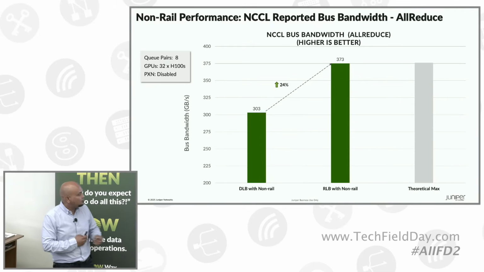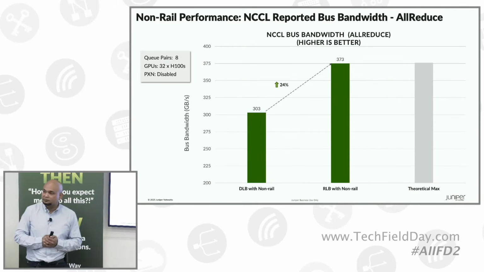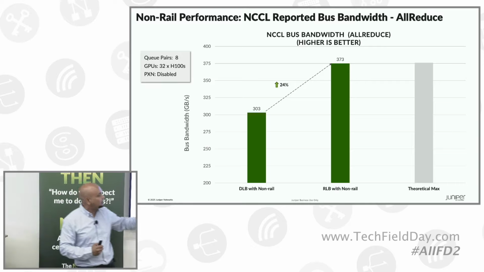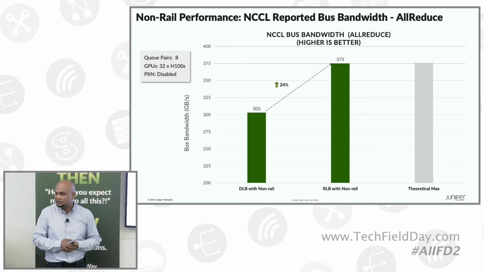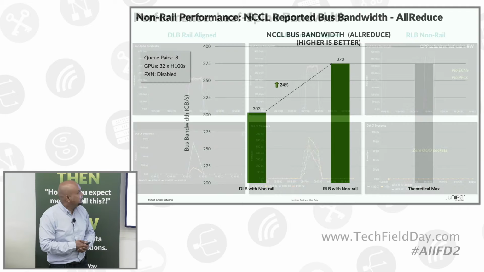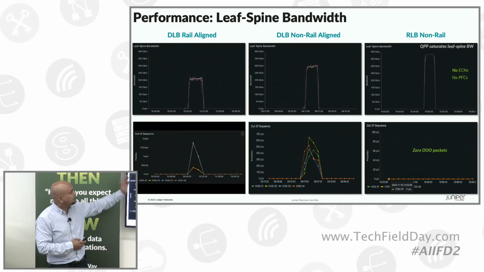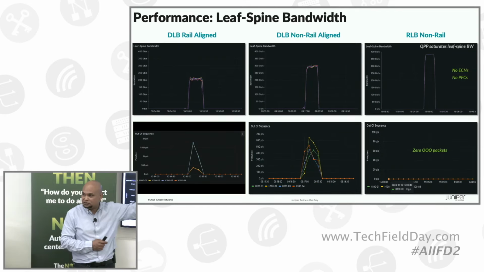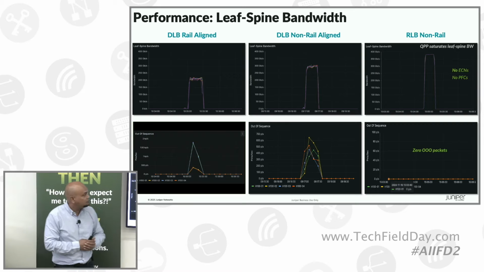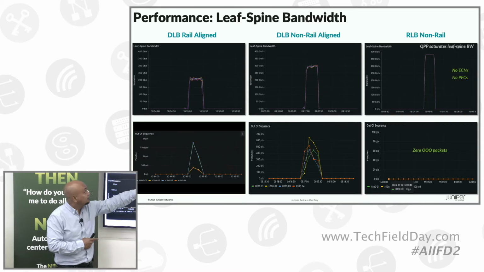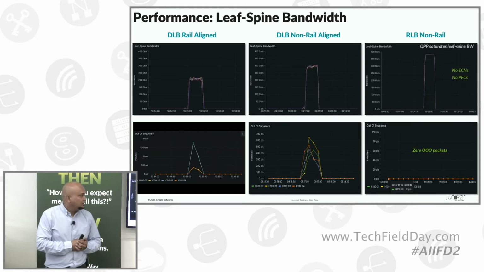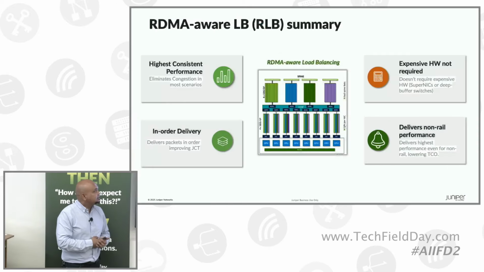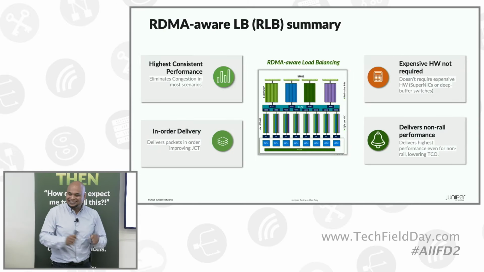And what we found is this brings even non-rail, which is basically the top of the rack, to almost peak performance. Because this is actual lab results from multiple runs. And this is again a similar graph. There was still no congestion, no out-of-order delivery for the non-rail, whereas DLB still had it. That explains it, right?